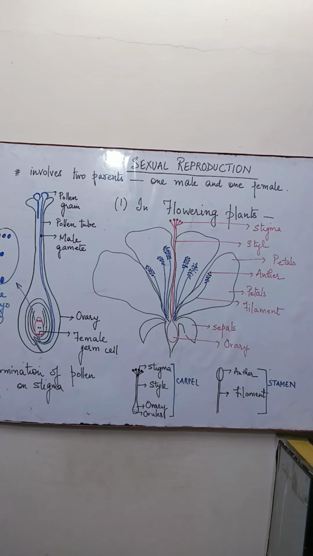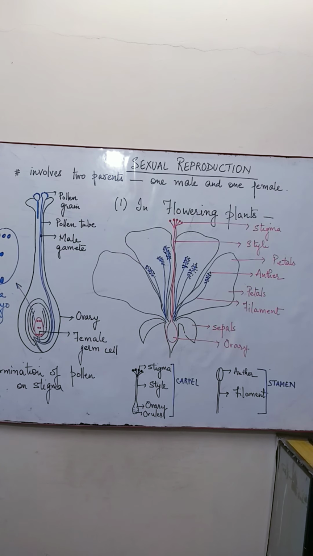Now, how is fertilization brought about? Fertilization is a complex process. The landing of the pollen grain on the stigma is brought about by several agents. If it is a unisexual flower, pollination needs to be done, that is, the transfer of the pollen grain should happen from the male reproductive part to the stigma of the other flower. Then only will fertilization be brought about in the case of unisexual flowers.